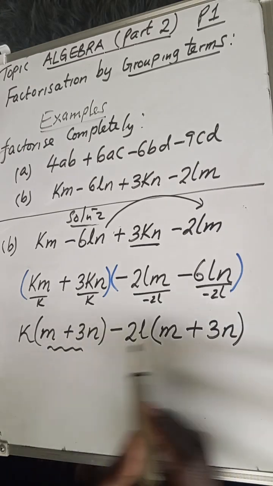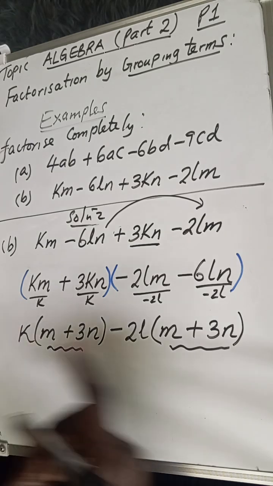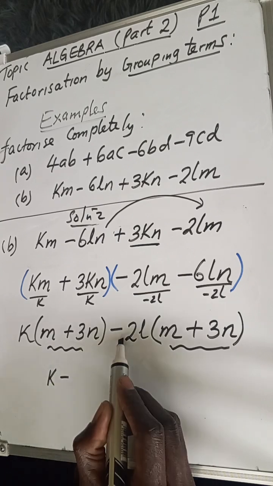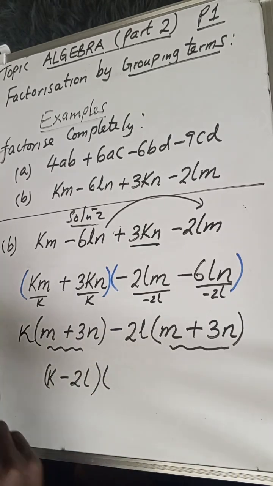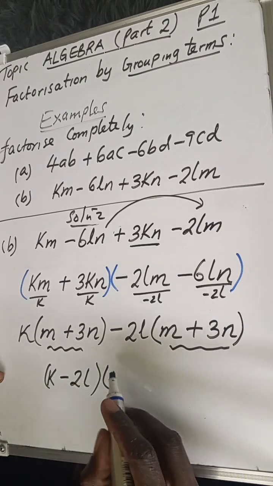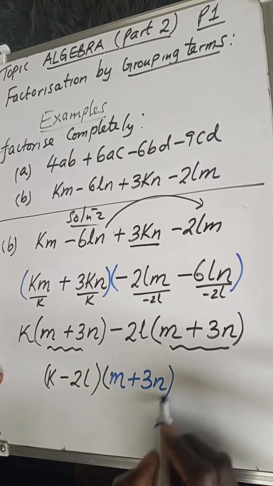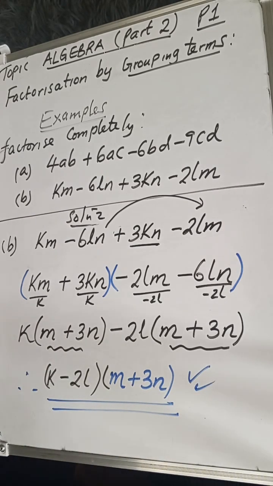So you can clearly see that what is in the bracket is exactly the same, meaning that you're doing the right thing. So you can group now what is outside. So what is outside? It is K minus 2L. Then you can pick up one of the brackets, because they are the same. So it will be M plus 3N. So that's what we mean there. So it simply means you have actually factorized completely. So that is basically how you can go about that.